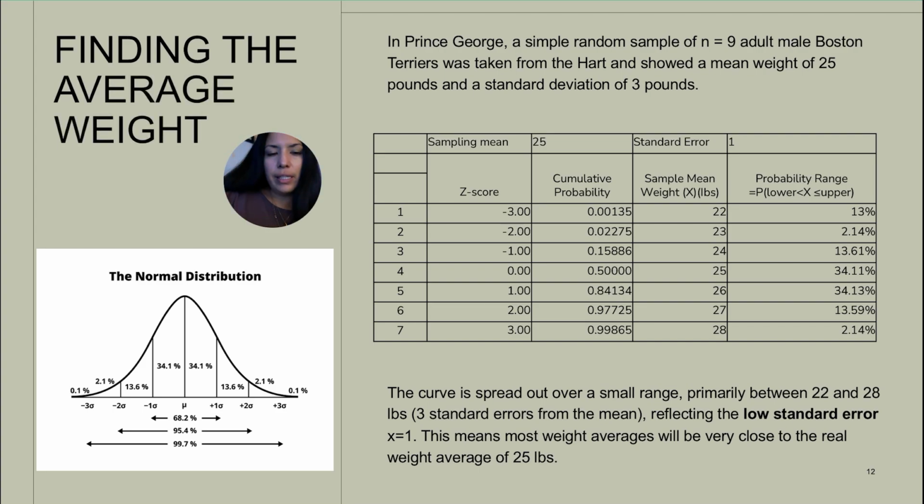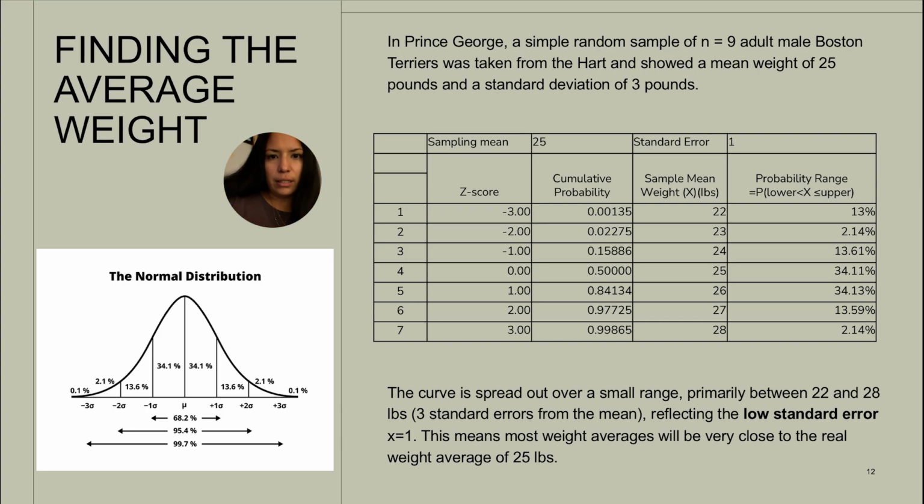Finding the average weight of Boston Terriers is an example I have included. Let's say we took a simple random sample of 9 adult males in Prince George, and it showed that they had a mean weight of 25 pounds, and a standard deviation of 3 pounds. So to look at the 9 Boston Terriers, we have sample weights from 22 to 28.